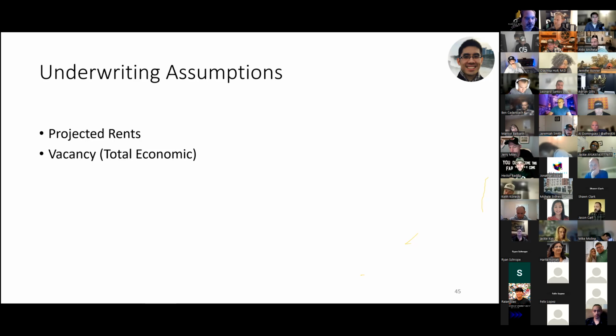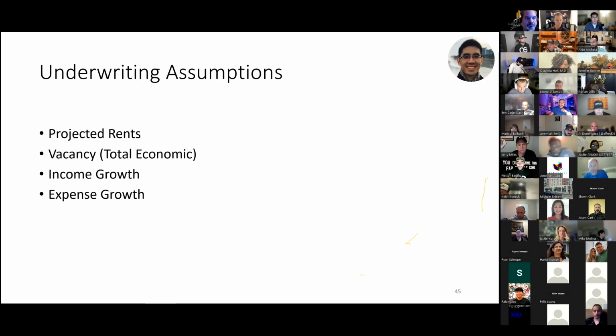The lender is going to underwrite at least 5% physical vacancy. Then they're going to tack on credit losses, which is typically around 2 to 3%. So you're going to end up with between 7 to 10% economic vacancies on the lender's underwriting, and that will impact your loan to value and your DSCR.